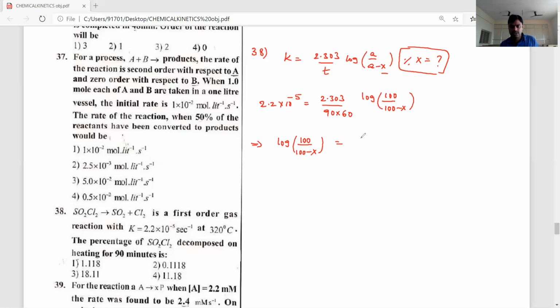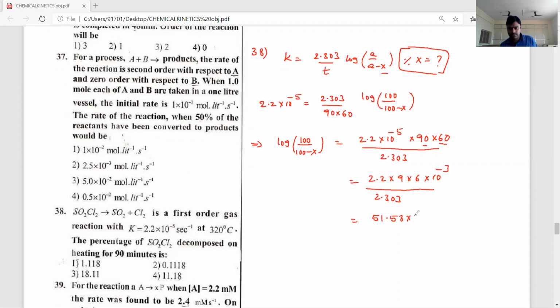Then log 100 by 100 minus x is equal to 2.2 into 10 to the power of minus 5 into 90 into 60 divided by 2.303. On simplification, 90 is 9 into 10 and 60 is 6 into 10, so 2.2 into 9 into 6 into 10 to the power of minus 3 by 2.303. Then we get 51.58 into 10 to the power of minus 3, which is 0.05158, approximately 0.052.